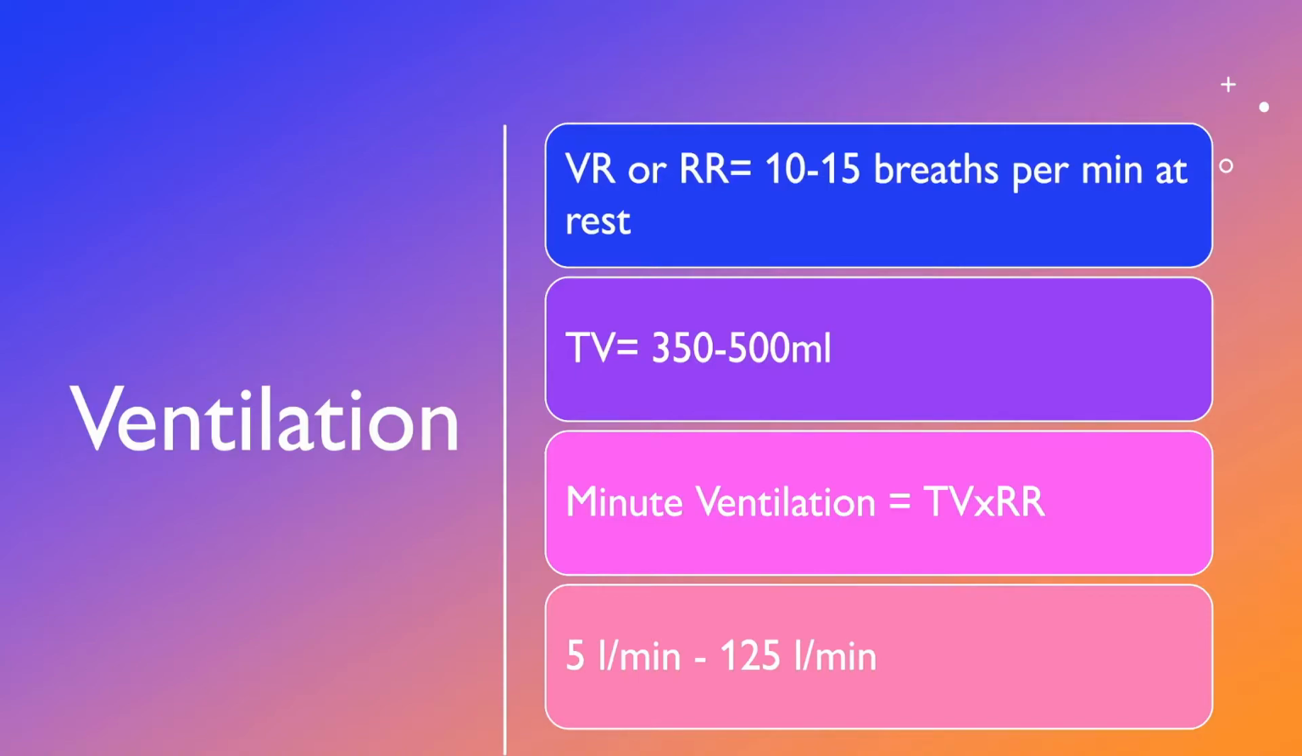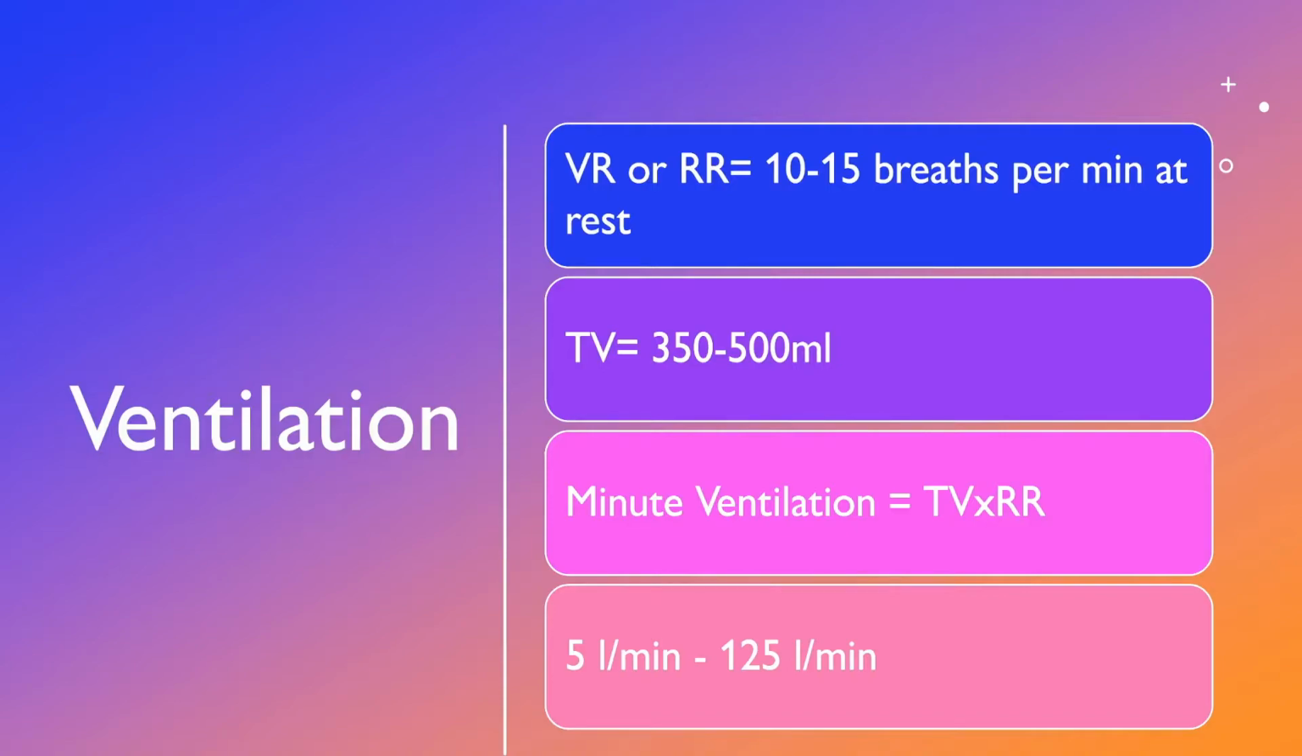And for each breath, there's about a 350 to 500 milliliter inhalation or exhalation of air. So we call that the tidal volume, the normal amount of air in a normal inspiration or expiration. So you can have what's called a tidal inspiration or a tidal expiration. That's just normal breathing, how much air is going in and out.